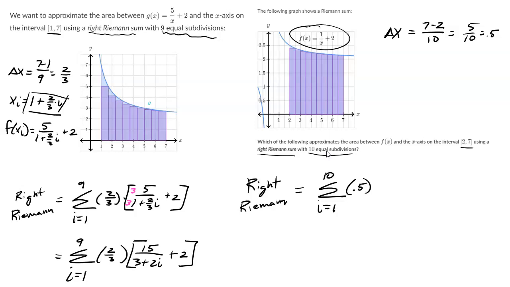F of x sub I is the next thing I need, so I usually figure out x sub I first. X sub I is the starting number, 2, plus the width, 0.5, I. And I'm going to put 2 plus 0.5 I in place of x in the function. So f of x sub I is going to be 1 over 2 plus 0.5 I plus 2.